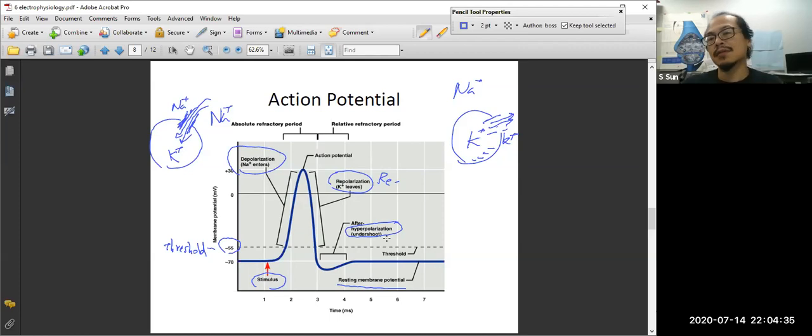So a couple of things: the phases, depolarization and repolarization. Which channel is open? The sodium channel is for depolarization. The potassium channel is for repolarization. All right, so you need to know that. Those are quiz questions, you know.